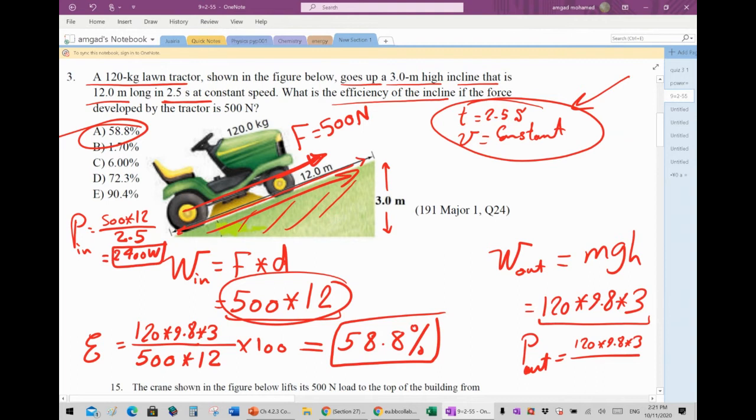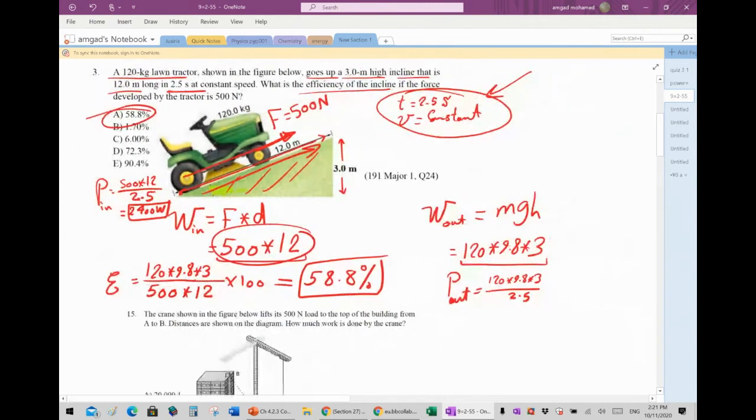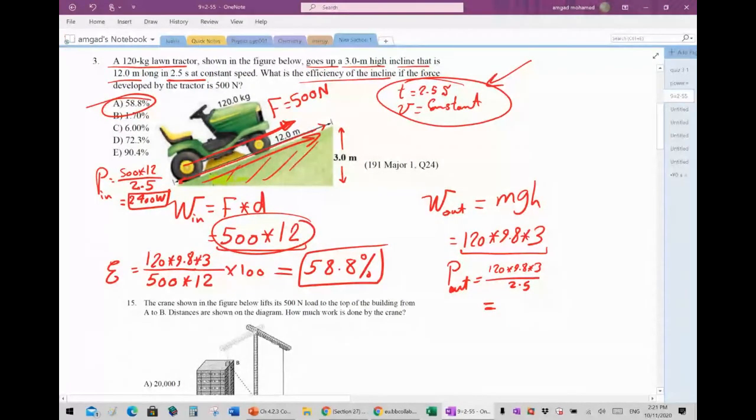This is the input power. And for the output power I will divide the output work by 2.5. The result should be, can you do it? 1,411.2 watt. So I might ask you about the power, input power or output power. Okay, guys?